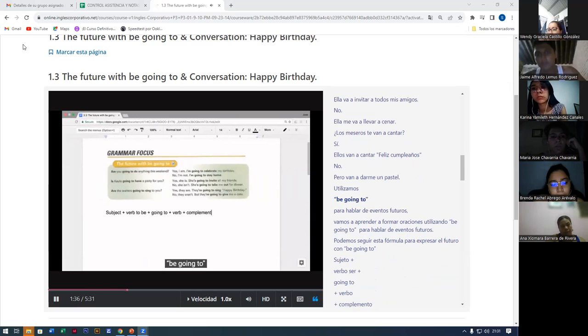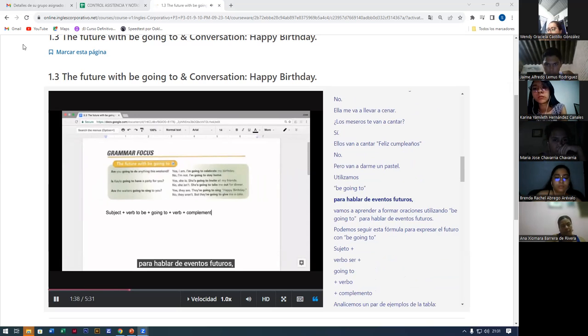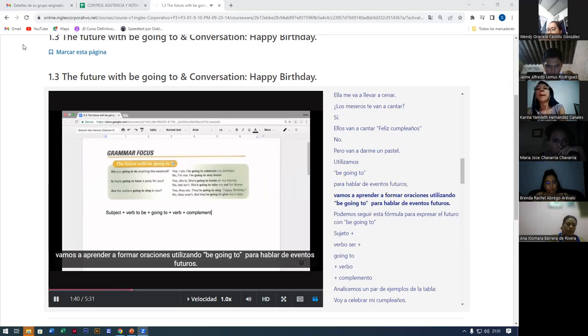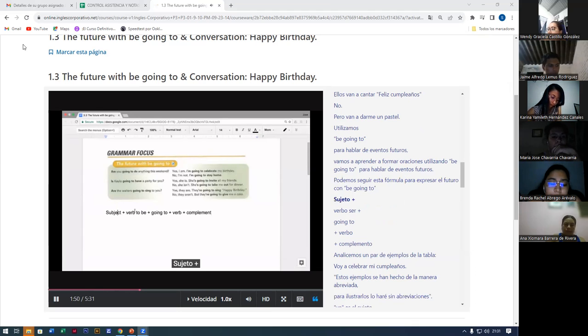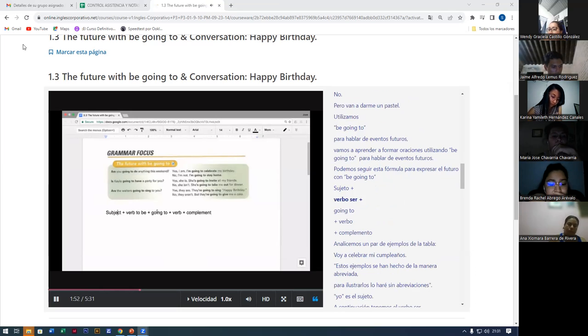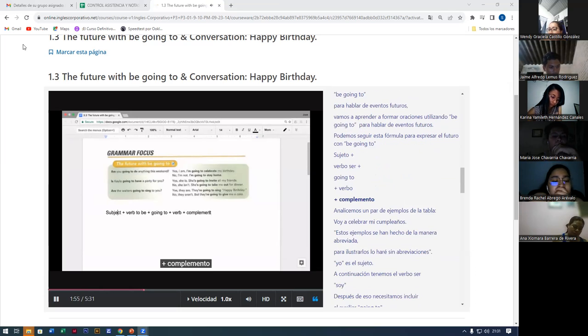We use be going to talk about future events. Let's learn to form statements using be going to talk about future events. We can follow this formula to express the future with be going to. Subject plus verb to be plus going to plus verb plus complement.